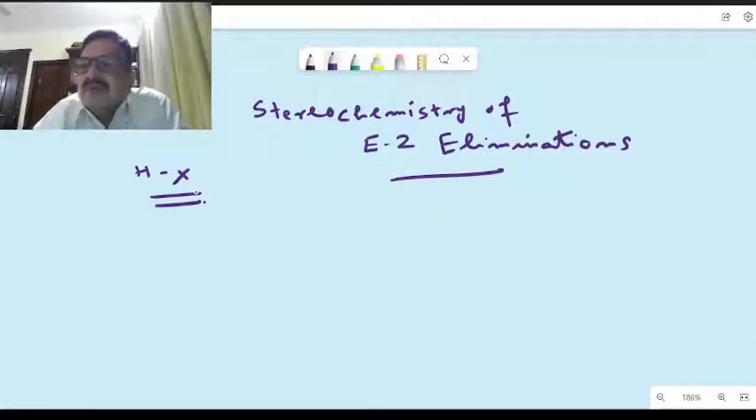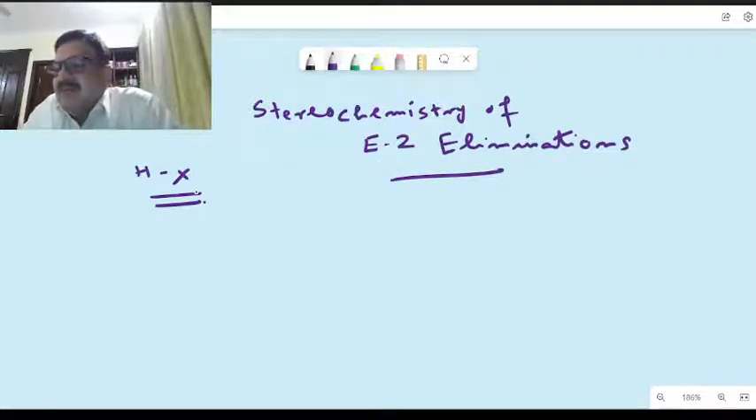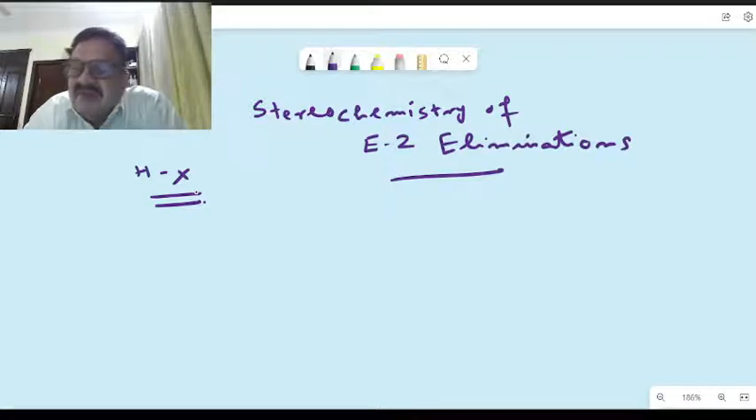Now, the most common example is the base-induced elimination of hydrogen halide from an alkyl halide. So these reactions are known as dehydrohalogenation reactions. That is, removal of the elements of H and X, where X is halogen. This is known as dehydrohalogenation reaction. This is one of the most common methods for introducing a pi bond, and for preparation of an alkene.